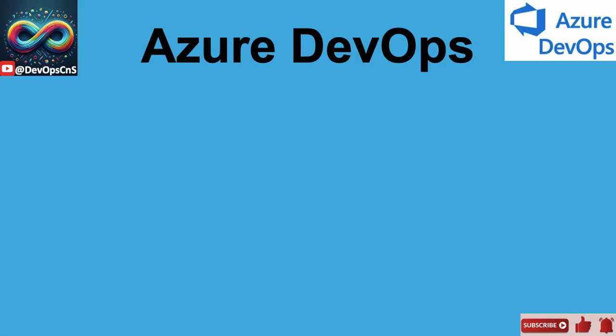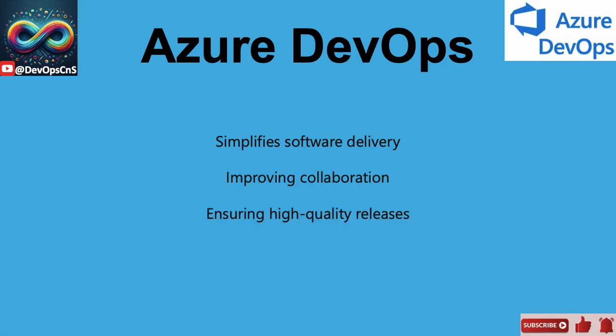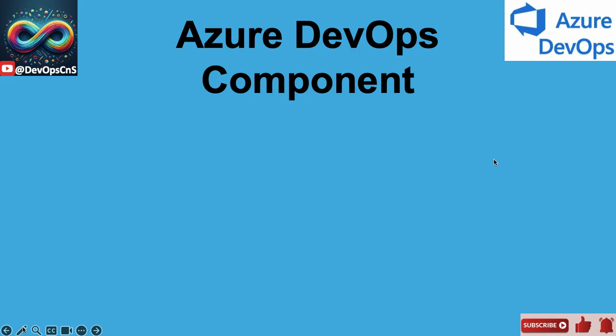Azure DevOps actually simplifies software delivery by automating development workflow, improving collaboration, and ensuring high quality releases. Whether you are a developer, DevOps engineer, or project manager, Azure DevOps provides a powerful toolkit to streamline your end-to-end DevOps work processes. It allows organizations to create and improve products at a faster pace than they do with traditional software development approaches. So what are the key components of Azure DevOps?